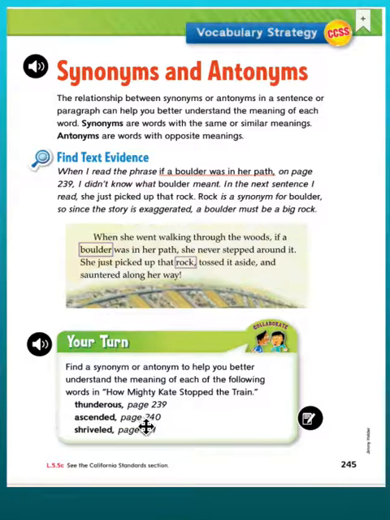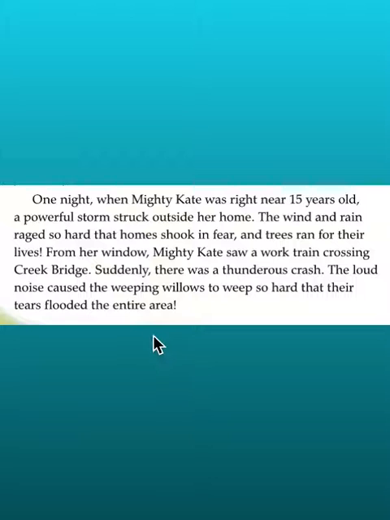So then this week we're going to look at these words that are in the text and find the antonyms for them. So if we look at the word thunderous on page 239, let's look here, page 239. So let's look at the text and look at the context and see what thunderous could mean.